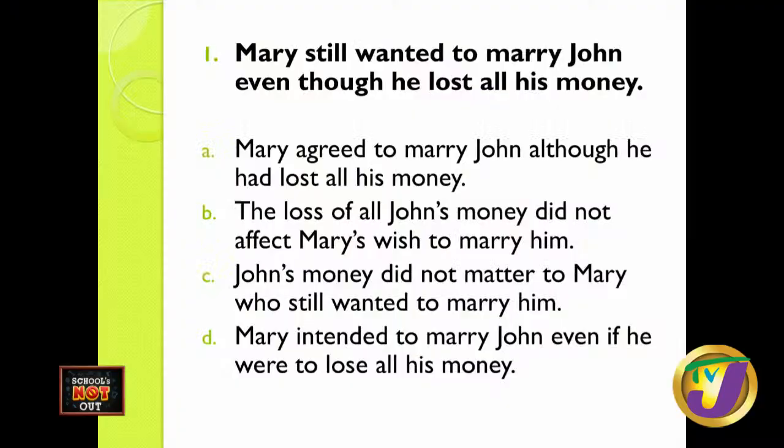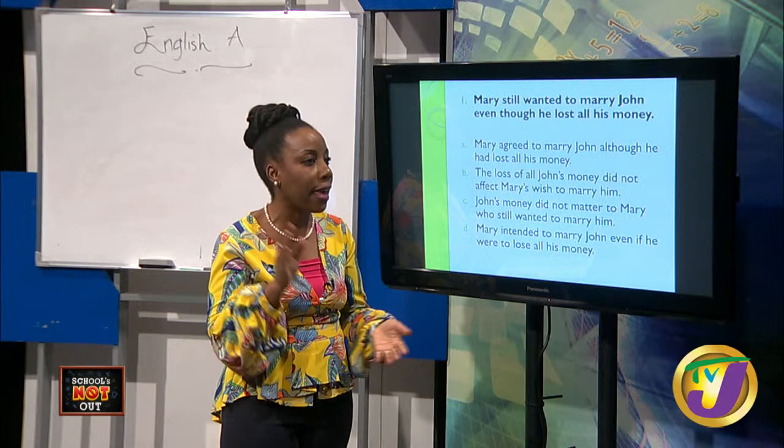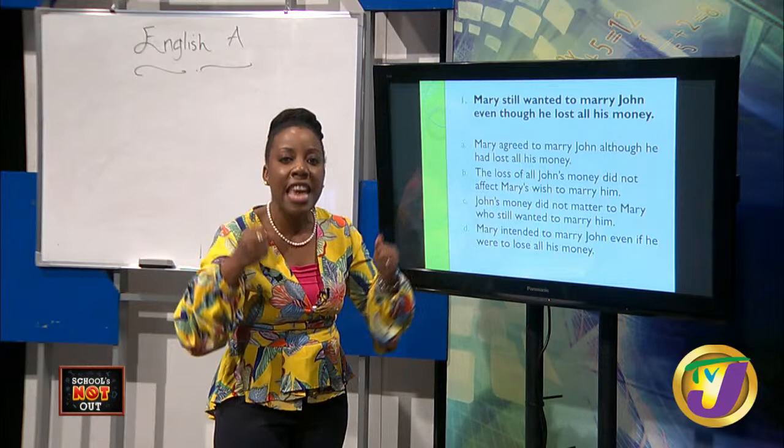Let's look at A. Mary agreed to marry John, although he had lost all his money. A is out. Why? Some of you chose A, didn't you? The original sentence says, Mary still wanted to. Does it sound as if Mary made a definitive decision to marry John? No, wanted to suggests, yes, she has the wish, but there is no final agreement. And A is saying that Mary agreed. She's gotten through cold feet, second guessing, wondering if she should continue. Agreement says, yes, I know for a fact. So A is out.